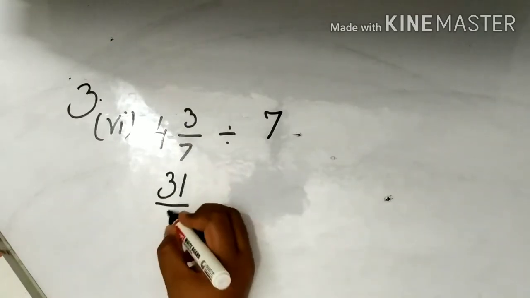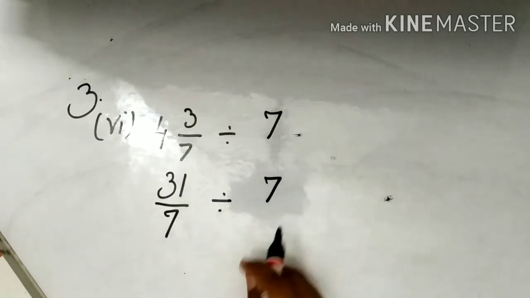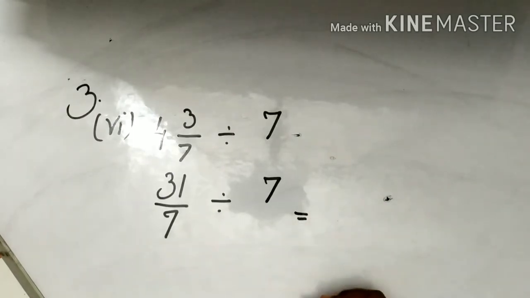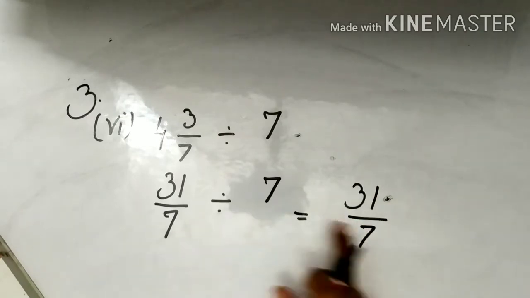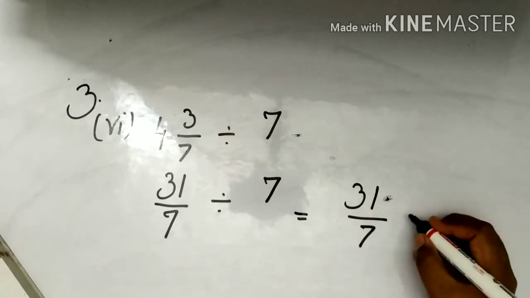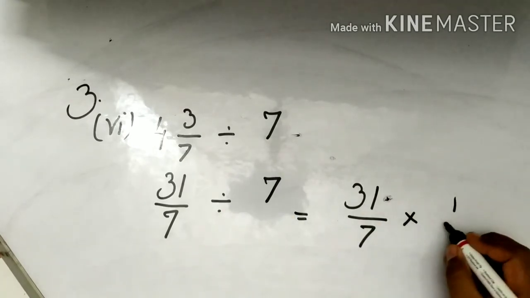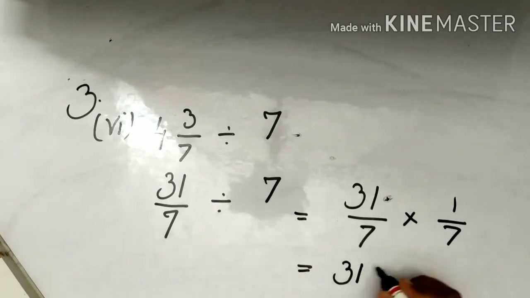31 by 7 divided by 7, right? So firstly convert it, and the next step will be 31 by 7, right? It's in the same manner. Take the inverse of division, that is multiplication, and do the reciprocal of 7, that will be 1 by 7. Okay, and the answer will be 31 by 49.